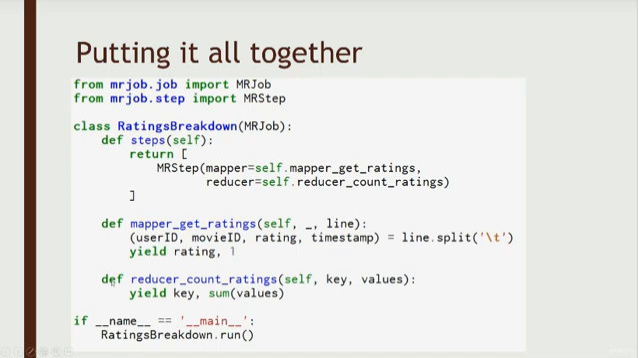Okay, 3 functions within this RatingsBreakdown class. One is steps, and what this does is it tells the framework what functions are used for mappers and reducers in our job. So this is just saying that we're going to have a single step, that's a single MapReduce phase, where the mapper is our mapper_get_ratings function and the reducer is the reducer_count_ratings function. And then we need to define what those functions are. These are the same exact functions we looked at earlier in this lecture. So we then define our mapper, which again takes each input line, breaks it out by tab characters, and returns a key value pair of the rating and the number 1. And then we define our reducer, which takes each unique key and a list of all the values, all the ones associated with that key, and returns the rating and the number of times that rating occurred.